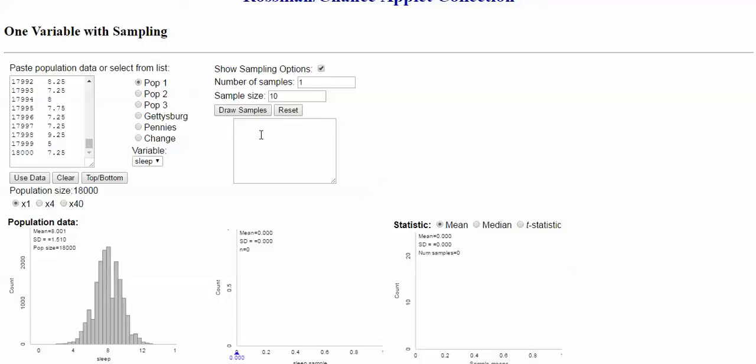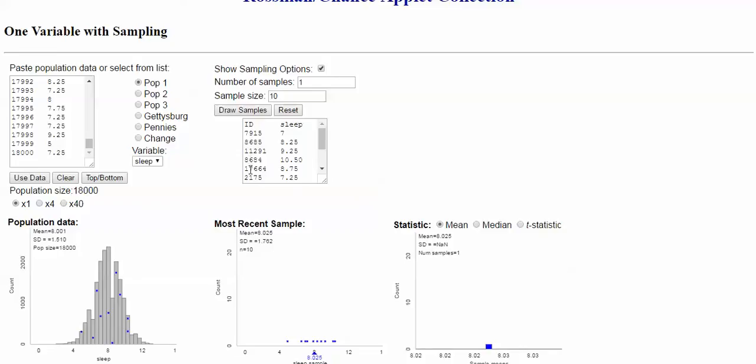And then it's going to collect data from those 10 people, and it's going to show their 10 sleep times inside this box right here. So here's my sample of 10 people. These are their ID numbers, and these are their sleep times. So this is just randomly selected 10 people from the 18,000 people over here.